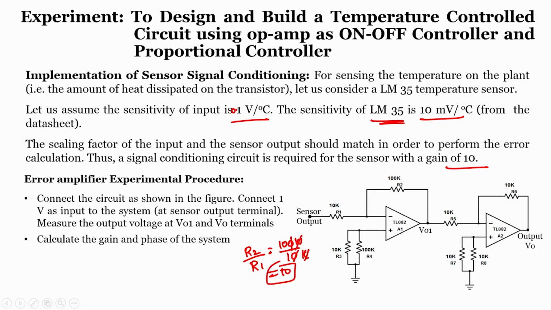So, that is what we require, but what is this input? Inverting input. So, that means if I apply 10 millivolt here, I will get minus 100 millivolt, right. But what I require? I require plus 100 millivolt, so that the sensitivity will always match. Otherwise, there will be phase difference, because we are implementing error detector.